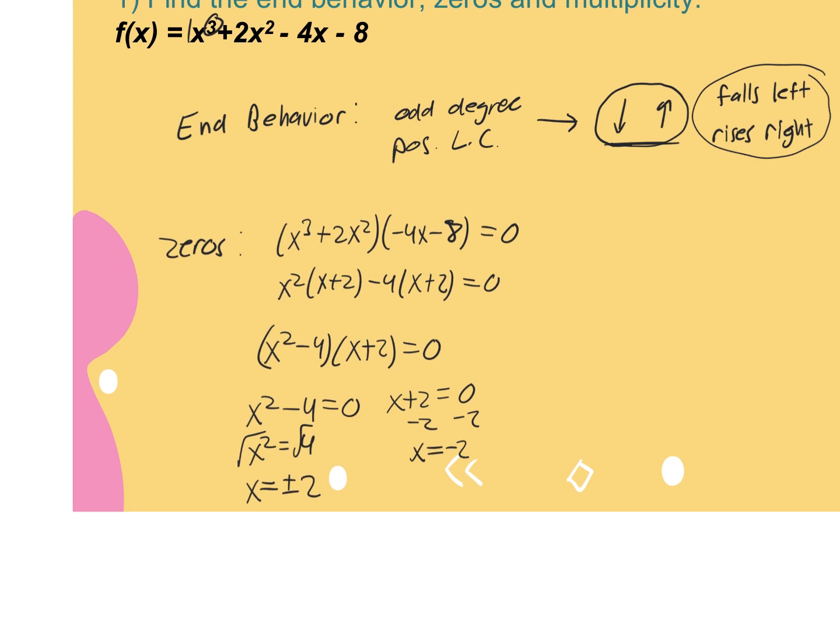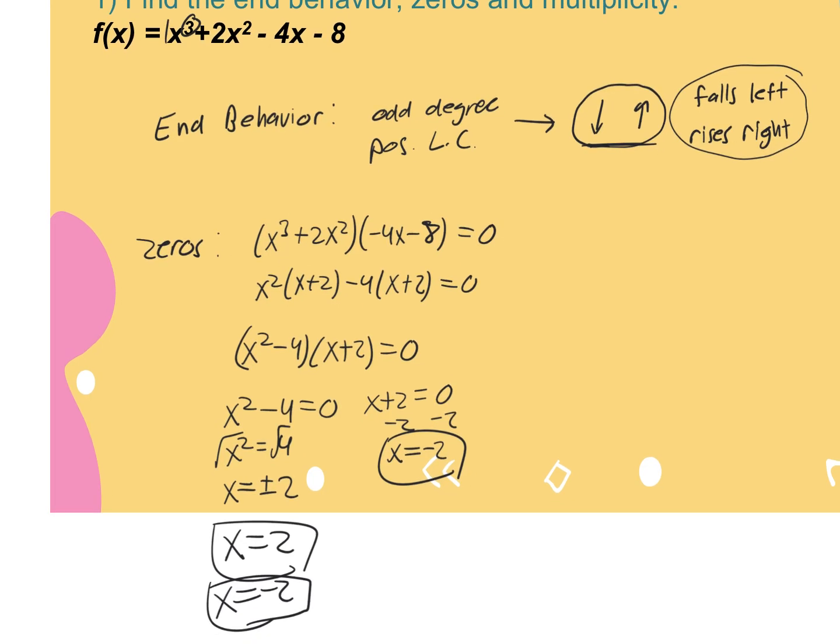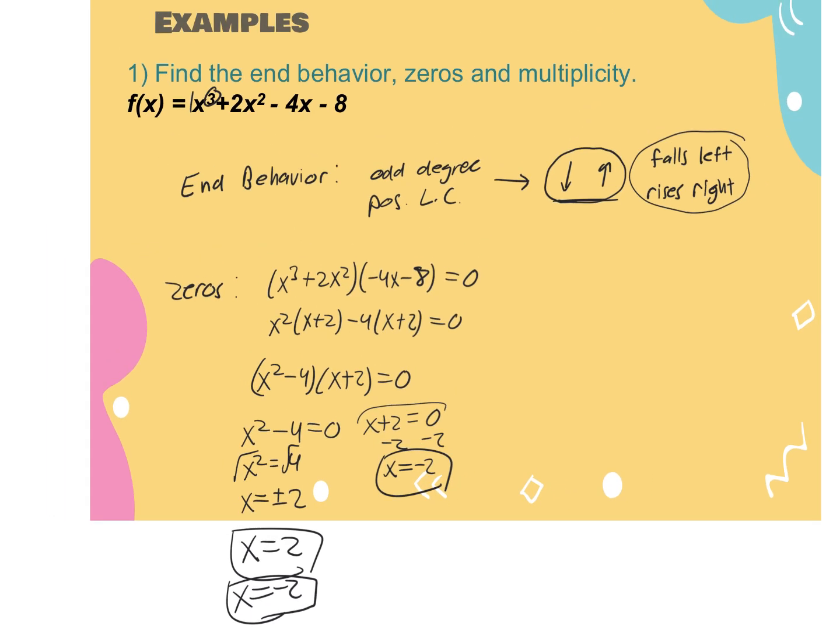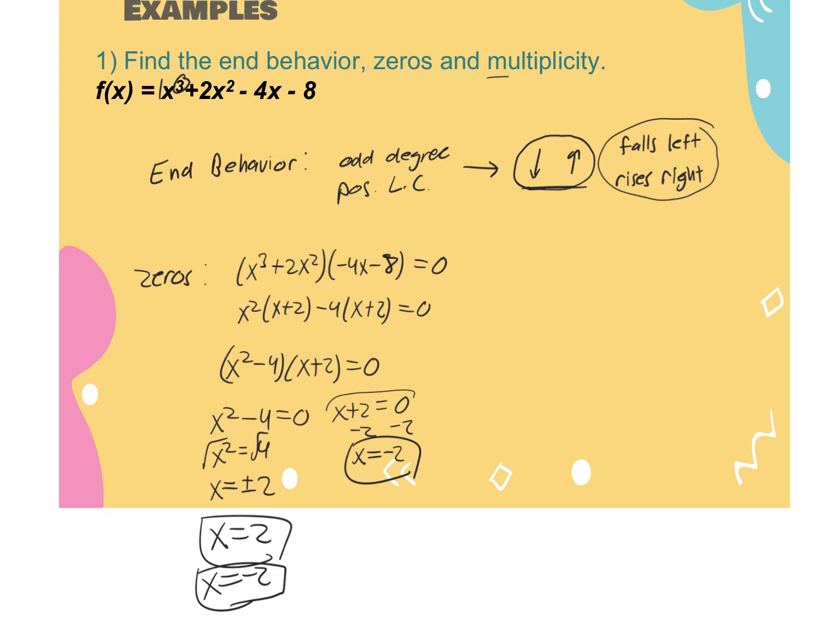Listing out all of our zeros, I get x equals 2 and x equals negative 2 from the plus minus, and then an x equals negative 2 from the little one that we found earlier. Those are our zeros, and now I want to state the multiplicity. Remember, the multiplicity just represents the number of times that a solution shows up. The solutions that we have are x equals 2, and x equals 2 appears once, so I'm going to say this has a multiplicity of 1.